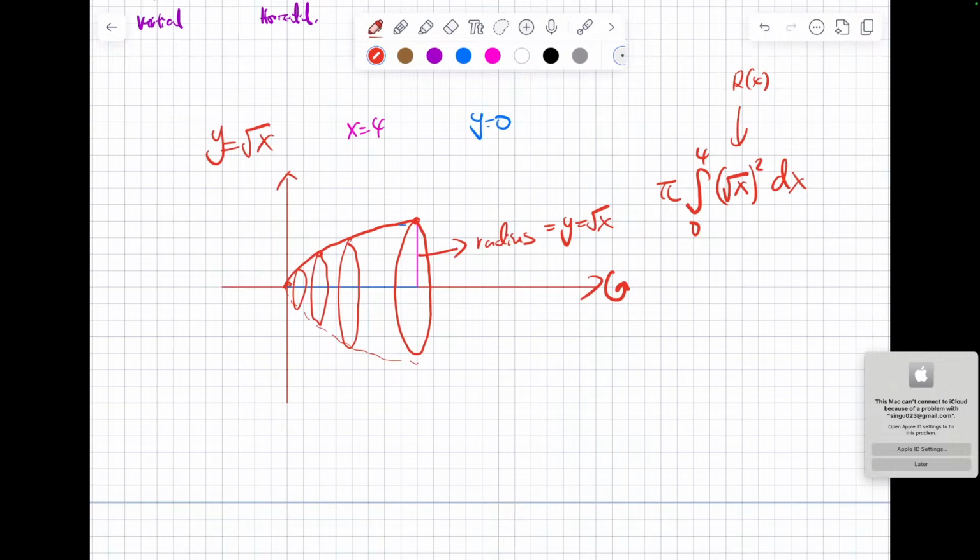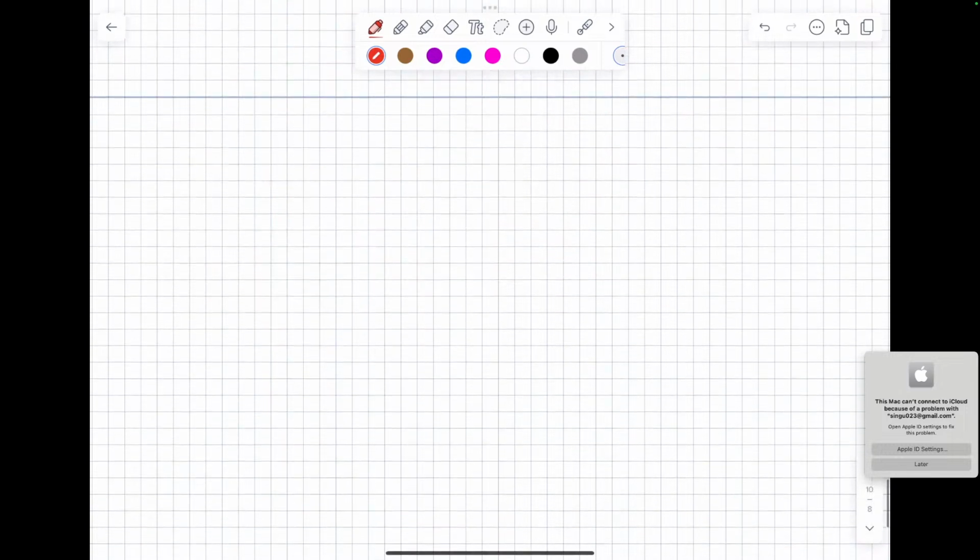Okay, there's another one called the washer method. Now, how does the washer method work? The best way I can think of it is to take this same function and rotate it, instead of across x, across the y.